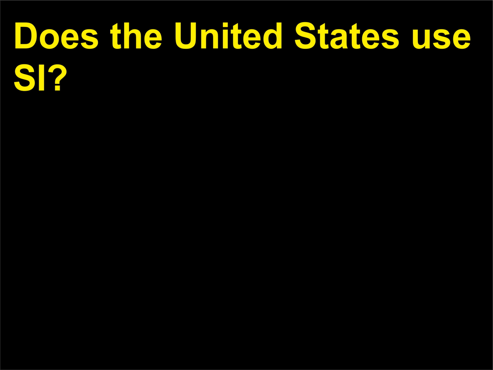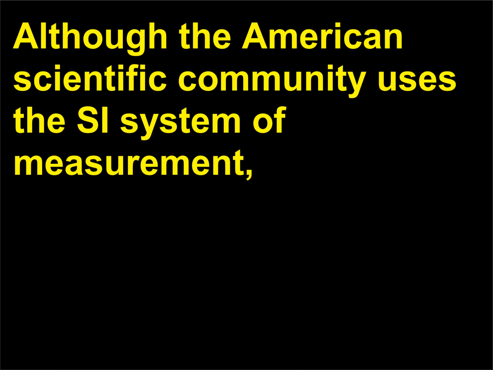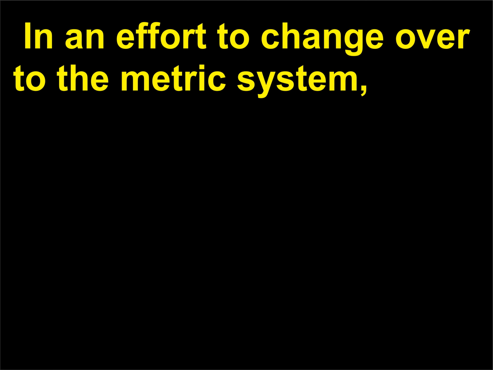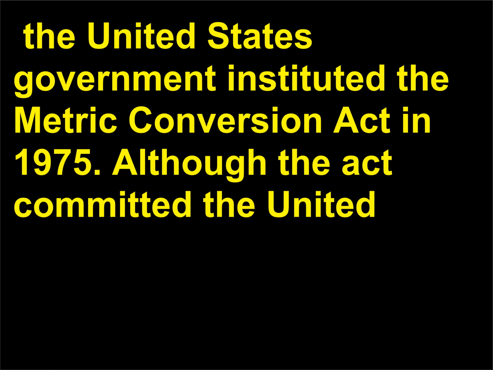Does the United States use SI? Although the American scientific community uses the SI system of measurement, the general American public still uses the traditional English system of measurement. In an effort to change over to the metric system, the United States government instituted the Metric Conversion Act in 1975.